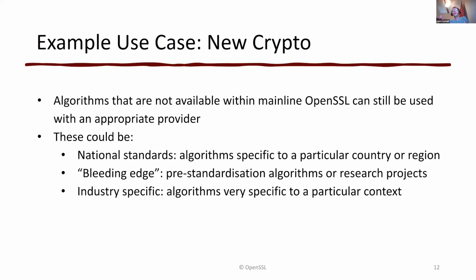Other new crypto might be of interest to you. For example, say you're in an academic context where you're working with more bleeding edge algorithms which haven't yet been standardized, or maybe you need algorithms which are specific to your nation or region, which don't come with standard OpenSSL. Perhaps you could get a provider for that. Or even in some kind of industry-specific context where you need something very specific to your industry, which isn't of general interest, there could be providers available for that.